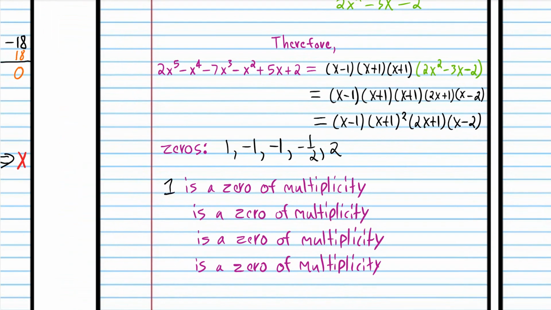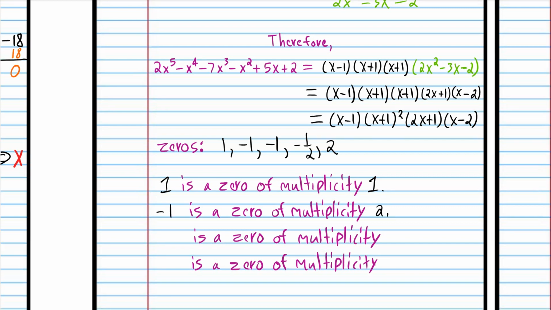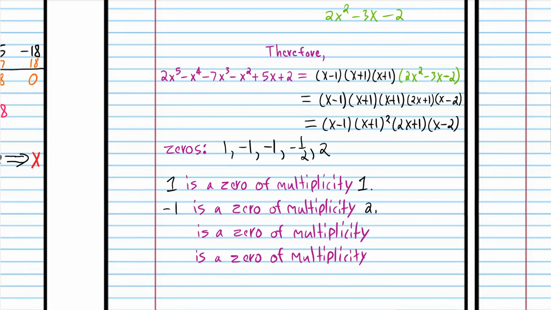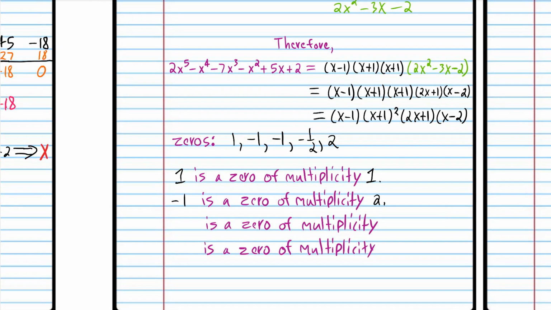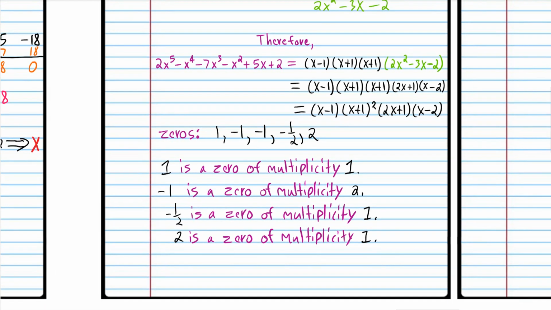So 1 is a 0 of multiplicity 1. -1 is a 0 of multiplicity 2. And -1/2 is a 0 of multiplicity 1, and 2 is a 0 of multiplicity 1. So if you got that right, excellent.